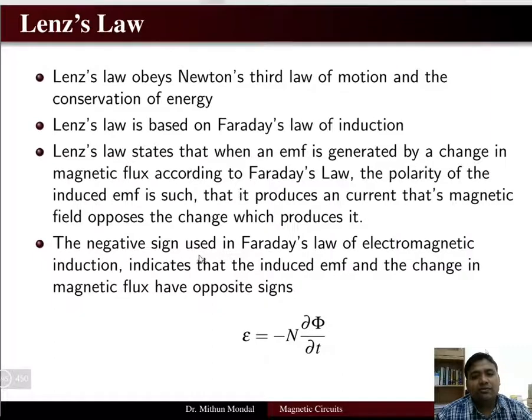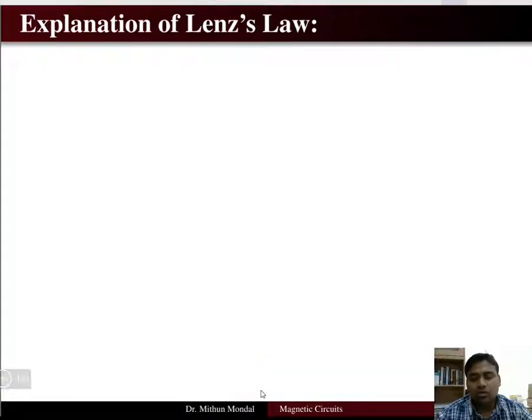So the negative sign which was used in Faraday's law of electromagnetic induction indicates that the induced EMF and the change in magnetic flux have opposite sign. So usually we use a negative sign with the induced EMF in accordance with Faraday's law, and this negative sign is basically to oppose the cause producing the induced EMF, and this is given by Lenz's law. So let us see the explanation of Lenz's law.